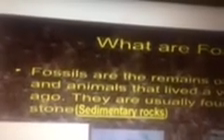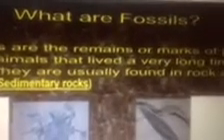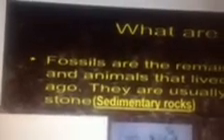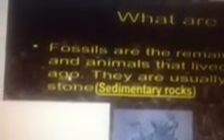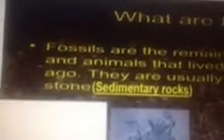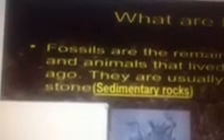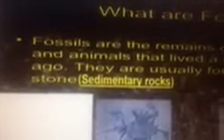Okay, what are fossils? What is the meaning of fossil? Fossils are the remains or marks of plants and animals that lived a very long time ago. They are usually found in sedimentary rock and stone. If you see here, we have different kinds of fossils.